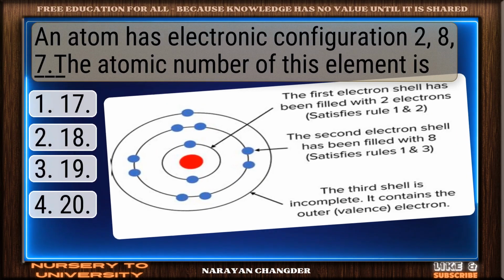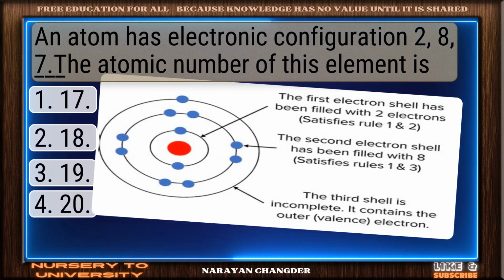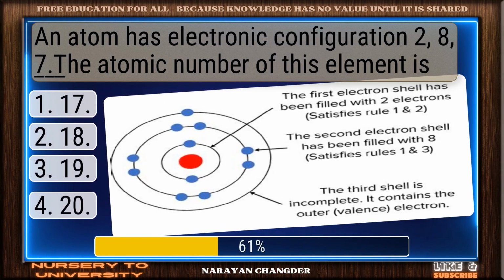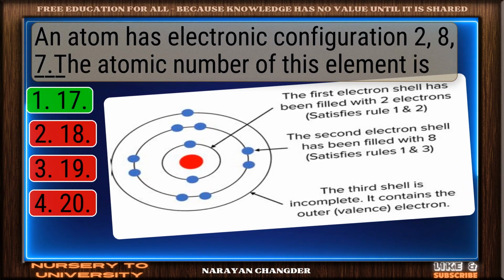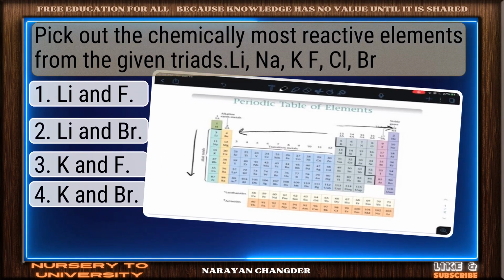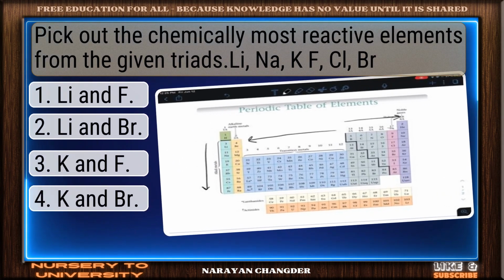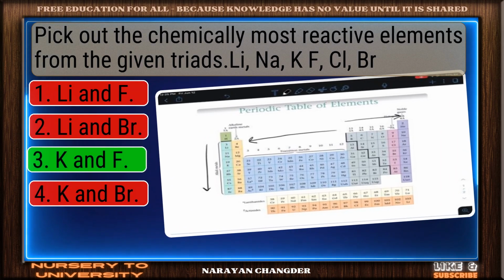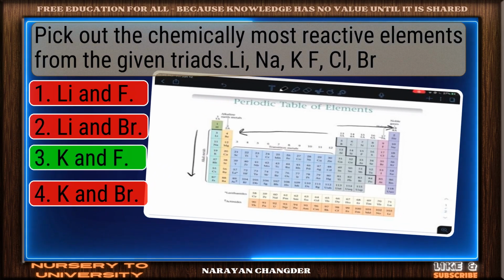An atom has electronic configuration 2, 8, 7. The atomic number of this element is dash. You chose 17, correct. Pick out the chemically most reactive elements from the given triads. Li, Na, K; F, Cl, Br. Well reasoned. K and F is correct.